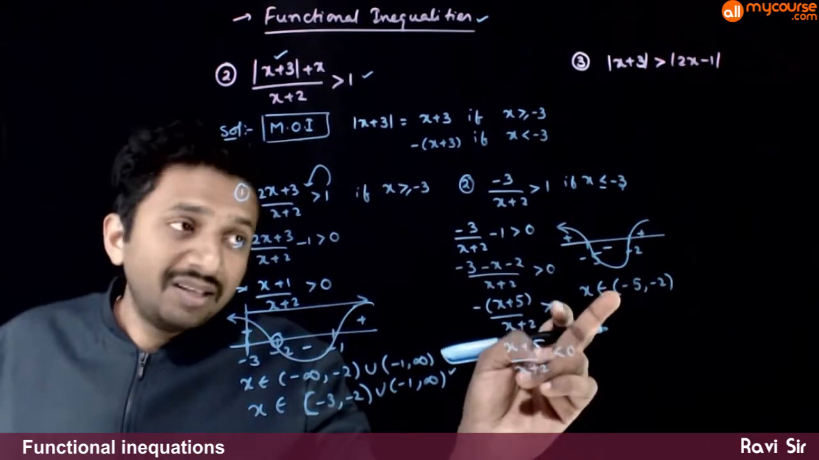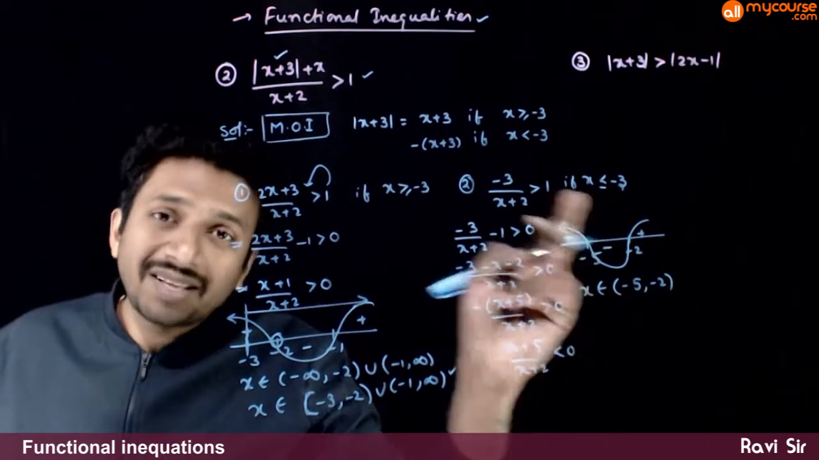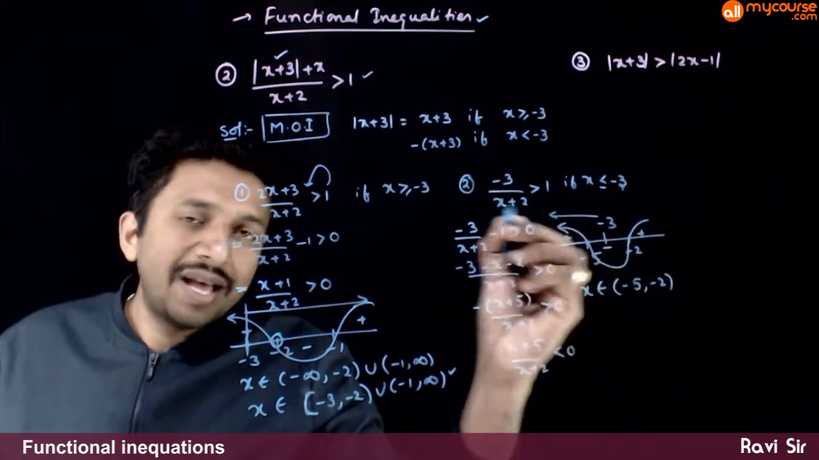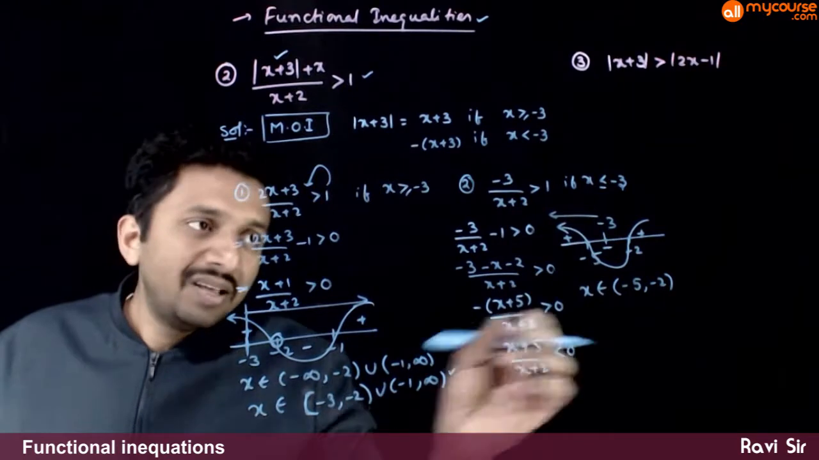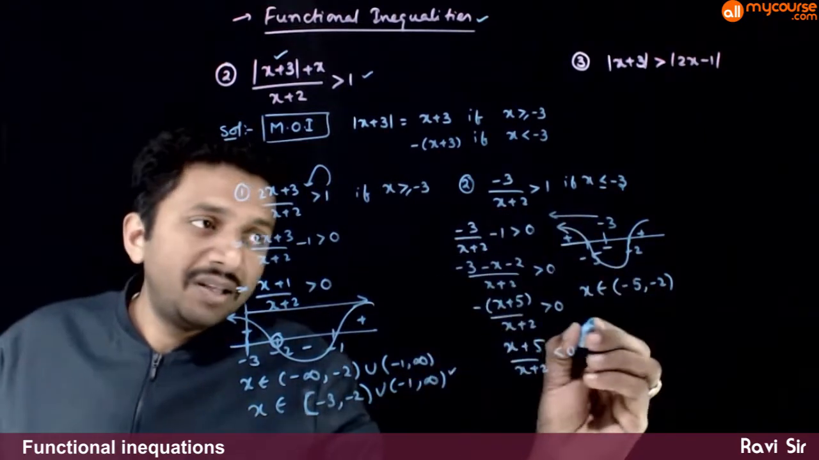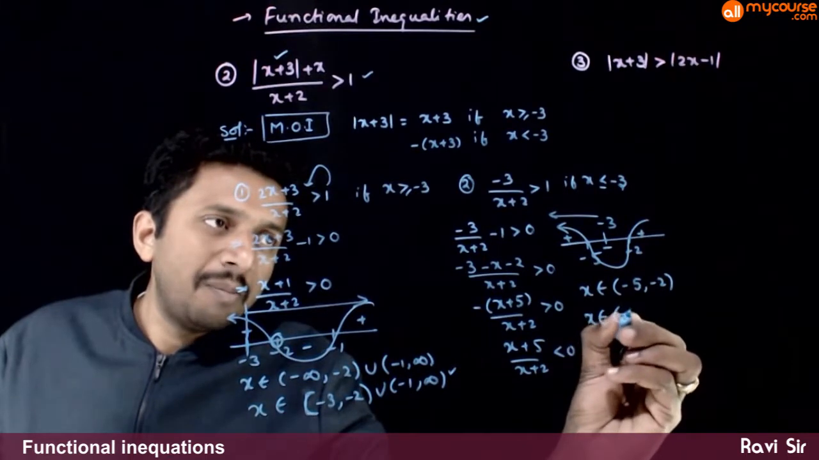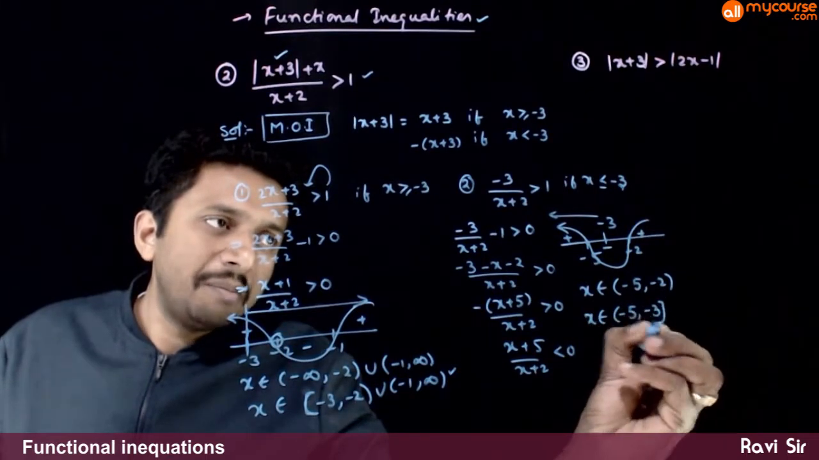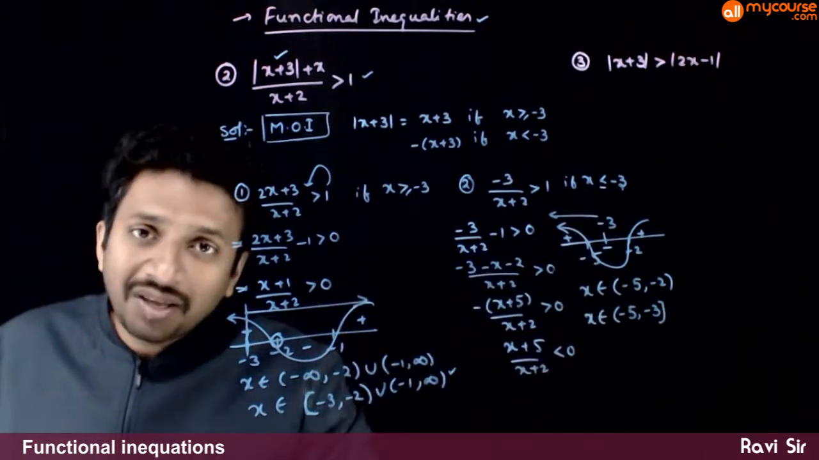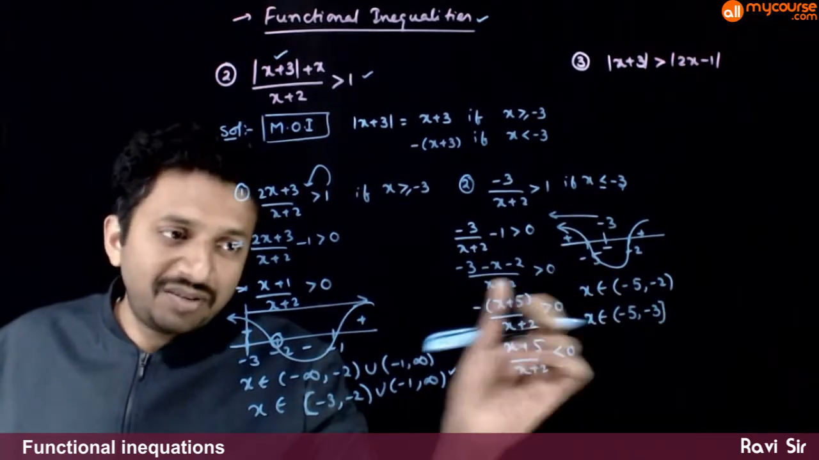But this solution is valid only when x is less than minus 3. So minus 3 lies somewhere here. So x has to be less than minus 3. And x is in between minus 5 and minus 2. So what is the common interval? So x belongs to minus 5 comma minus 3. Because minus 3 is okay here. So minus 5 to minus 3.